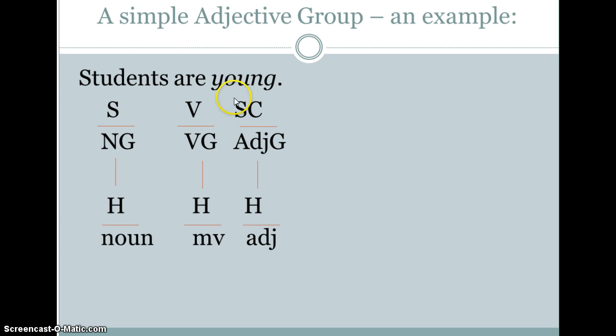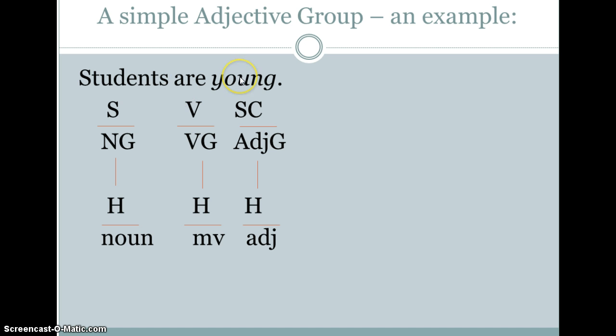Here we have a simple adjective group. Students are young. First we find the verbal, which is are. It's made up by a verb group, a simple verb group with a head that is made up by the main verb. There's a subject made up by a noun group. Also this word group is a simple one with a head consisting of a noun.